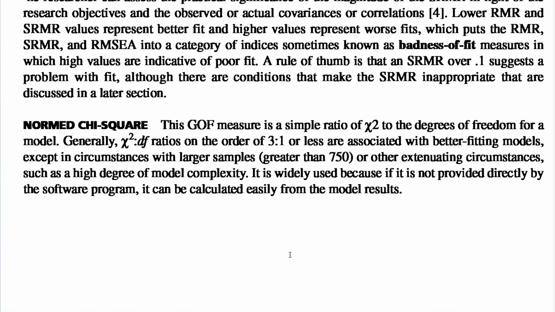Let's talk about the normed chi-square. This goodness-of-fit measure is a simple ratio of χ2 to the degrees of freedom for a model. Generally, χ2/df ratios on the order of 3:1 or lower are associated with better fitting models, except in circumstances with larger samples greater than 750 or other extenuating circumstances such as a high degree of model complexity. It is widely used because, if it is not provided directly by the software program, it can be calculated easily from the model results.